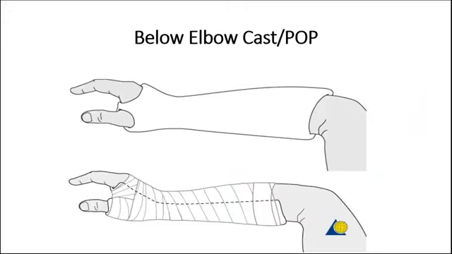This is an example of a circular below elbow cast or POP. Again, you have to see the landmarks, the positioning, and the shape. All right, and of course, the position of safety.